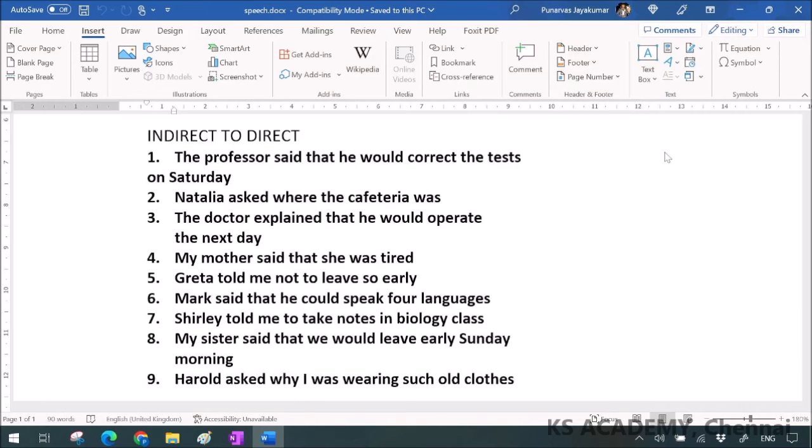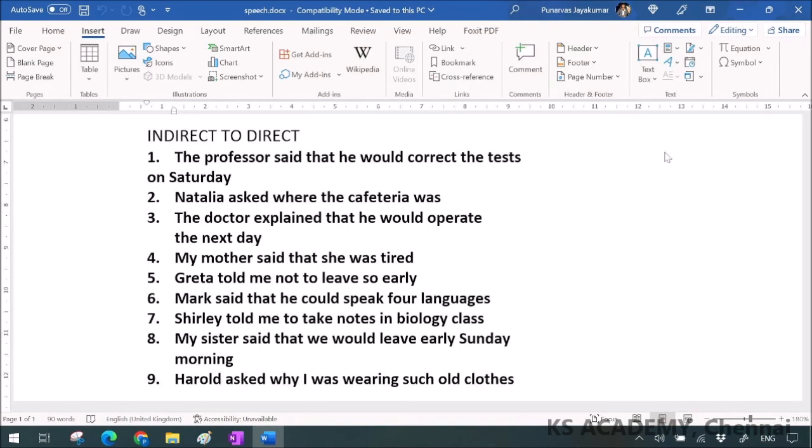My sister said that we would leave early Sunday morning. My sister said, "We will leave early Sunday morning." We would becomes will. Harold asked why I was wearing such old clothes. Harold asked, or Harold said, doesn't matter. Harold said, "Why are you wearing such old clothes?"